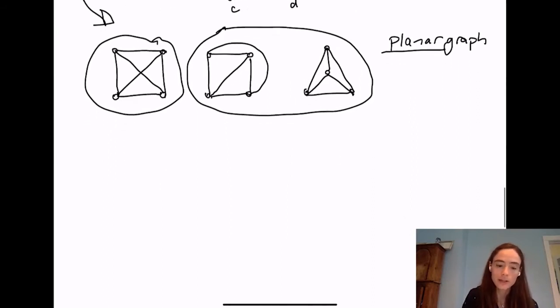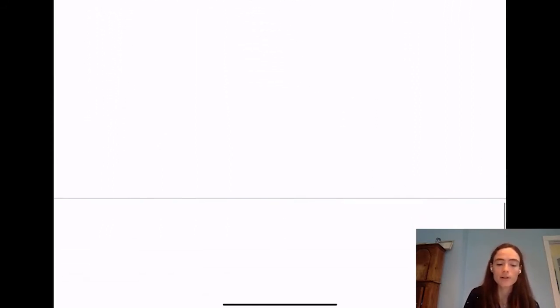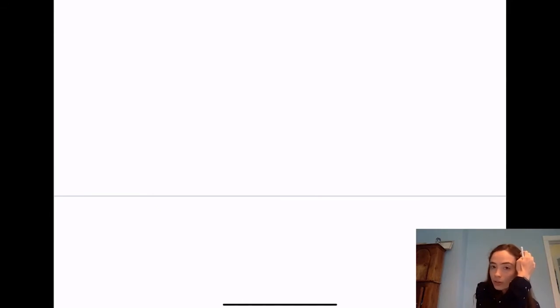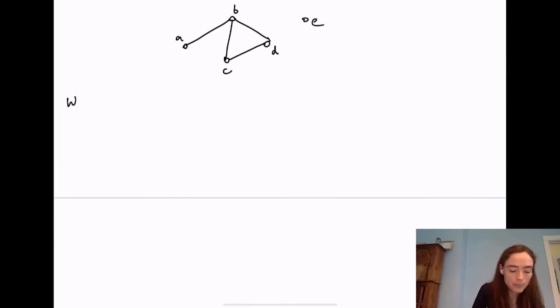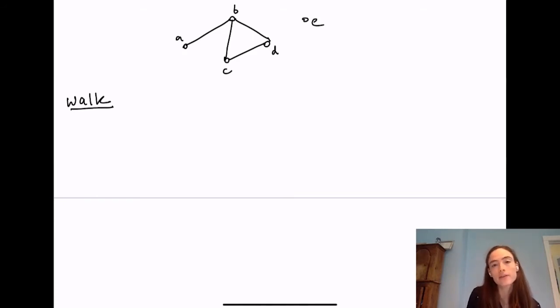So now we're going to talk about one of the most important families of graphs, which are trees. But to do that, we have to go over some more terminology first. So I'll just redraw our example graph here. Okay. So a walk on a graph is a sequence of vertices connected by edges.